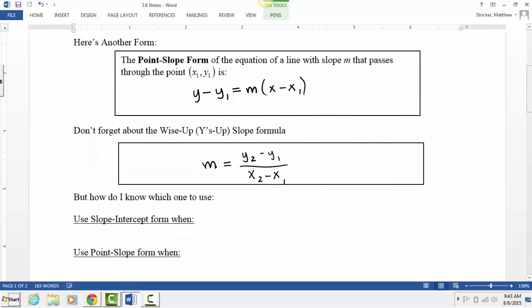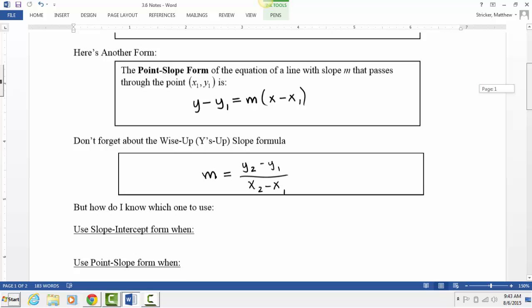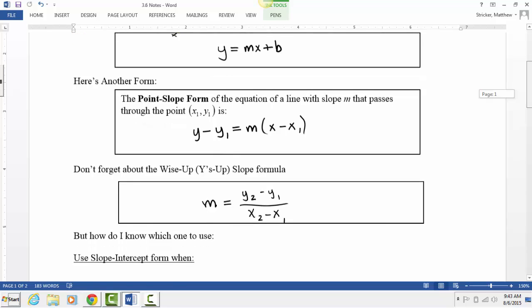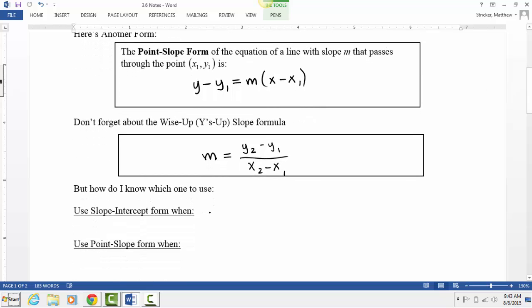Why would we use, first of all, slope-intercept form, y equals mx plus b? Well, there's two things that are specifically given in this equation. One is the slope and the second is the y-intercept. So you want to use this form when you are given those two things. When you're given the slope, and that's m, and the y-intercept, the ordered pair 0, b.